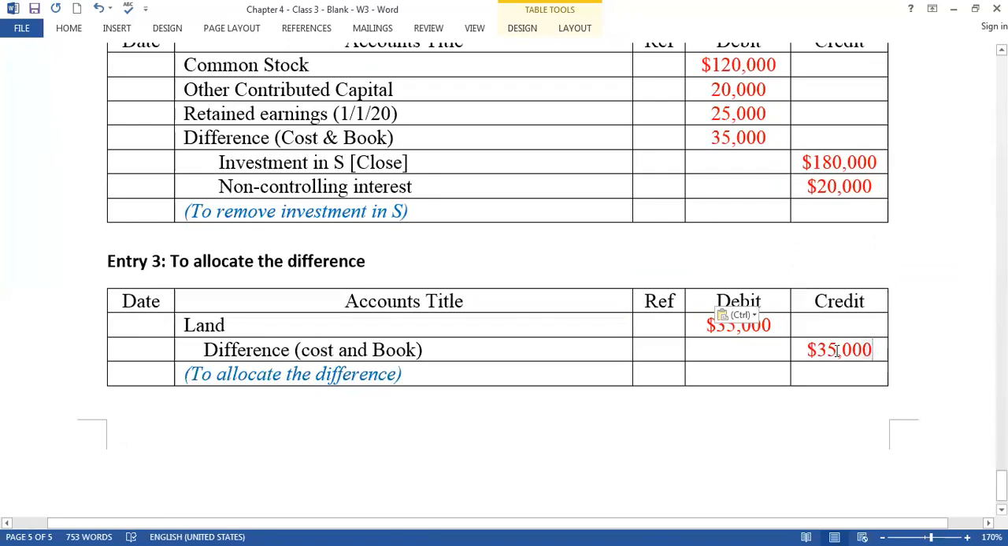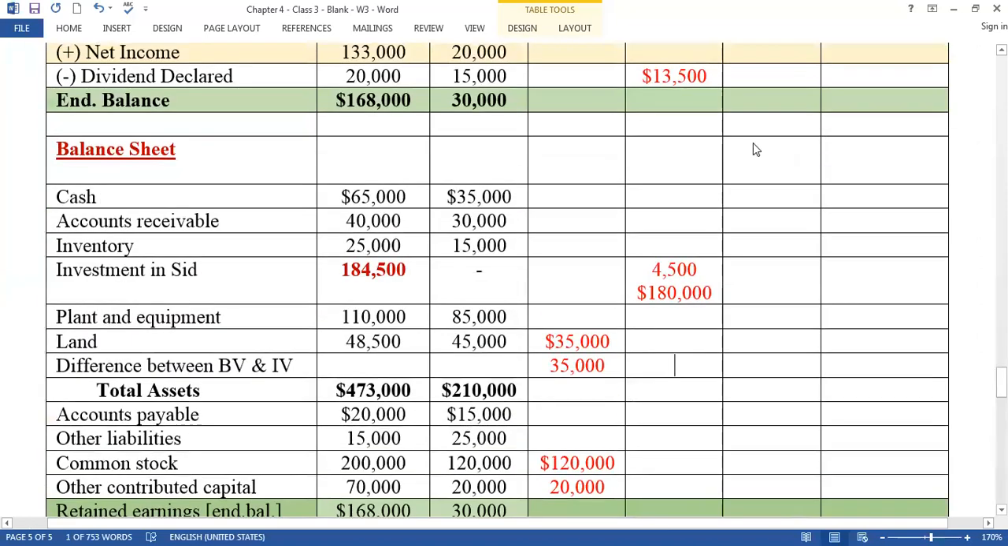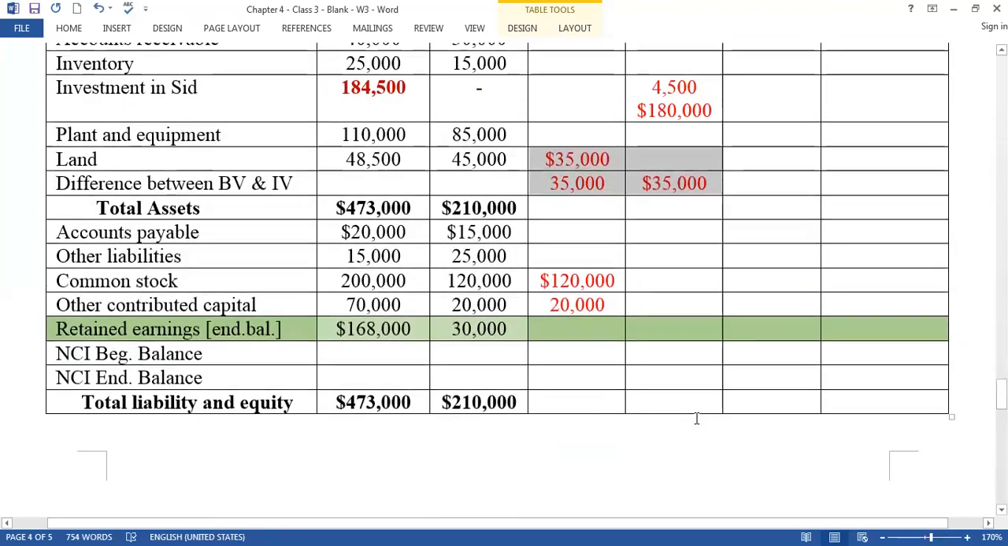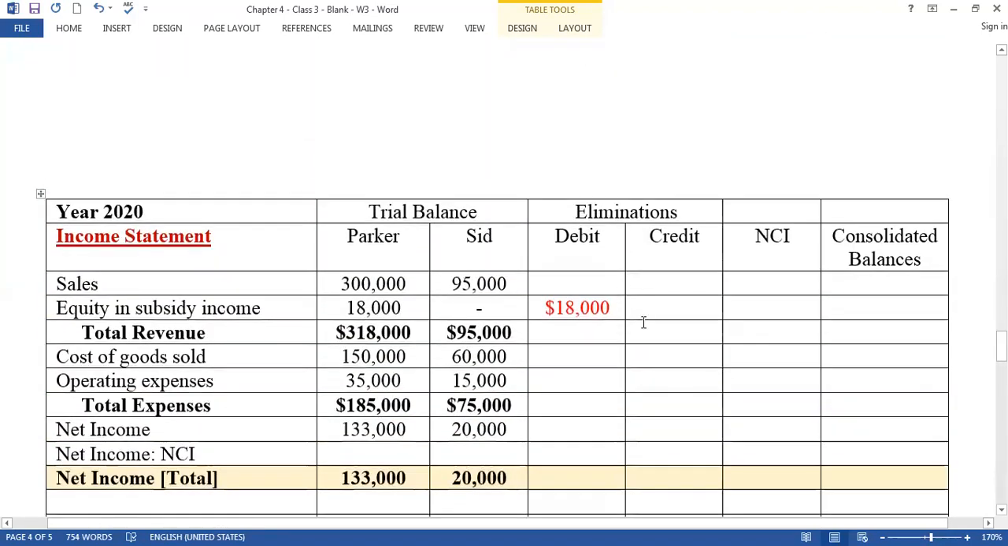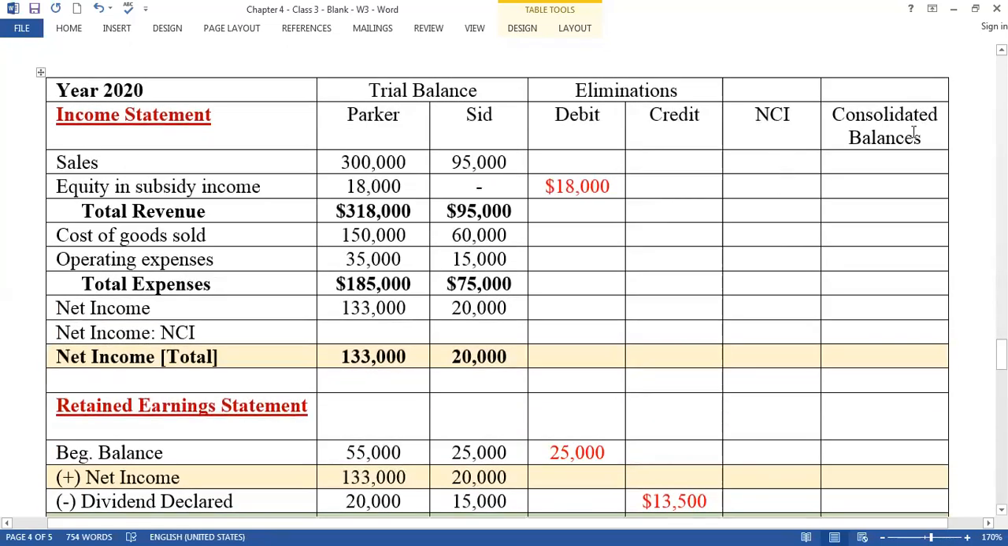Then we have $35,000 difference credit. So this is the difference credit. Look at here, difference before debit, now credit, it is 0, and we transfer this to the land account. Okay. So as we already put our elimination column, now we can solve NCI and consolidation together.